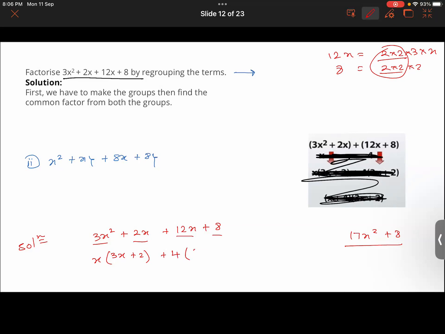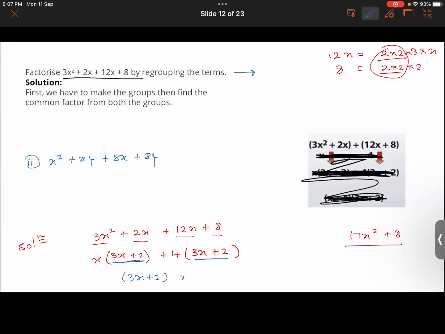What term is going to be inside the bracket? Tell me. 3x plus 2. Yes, sir. So you have got the common term 3x plus 2 here. And as we know, once you have got the common factors, you can separate them out and multiply them with whatever is left.